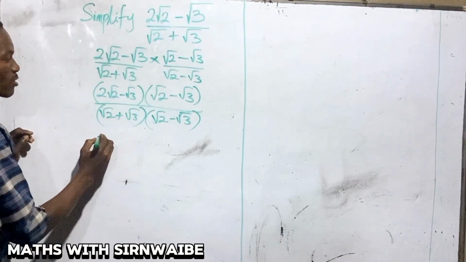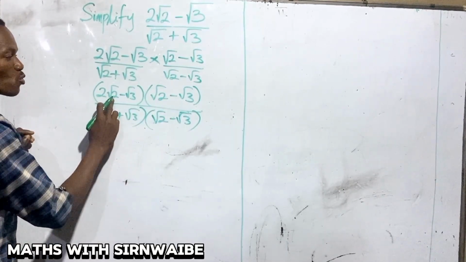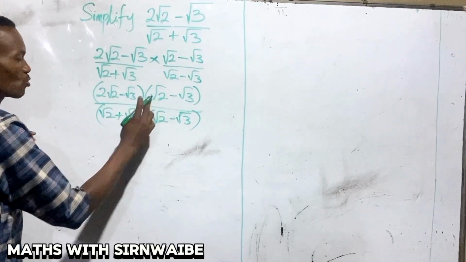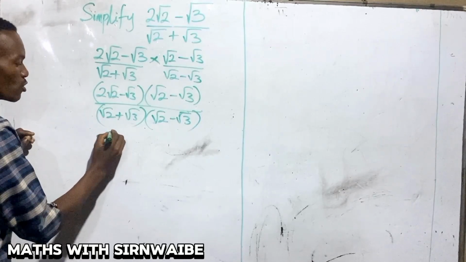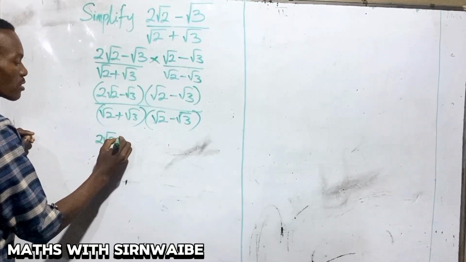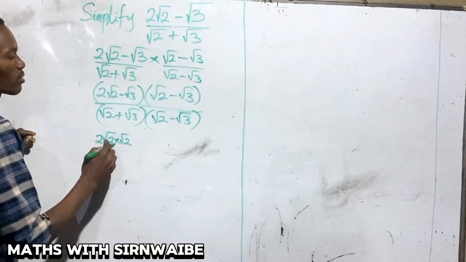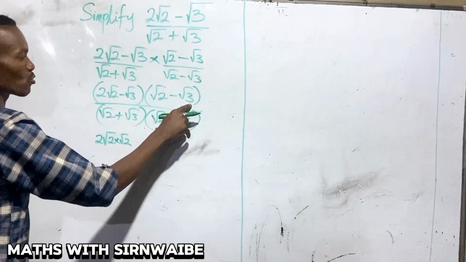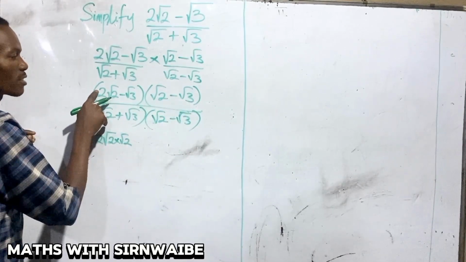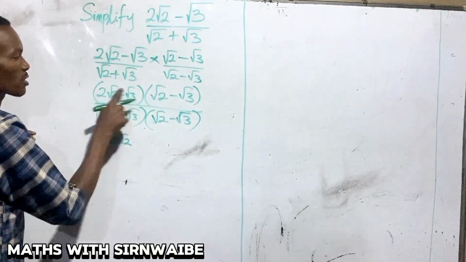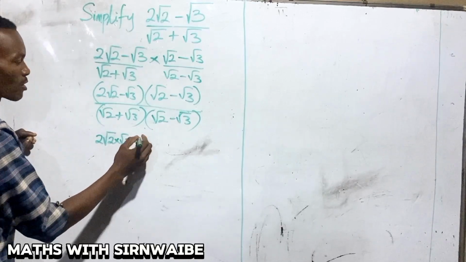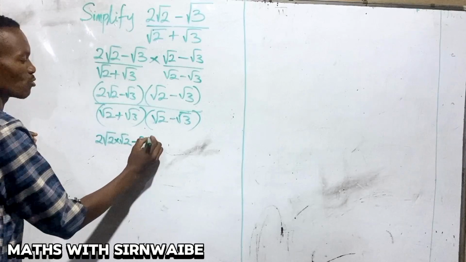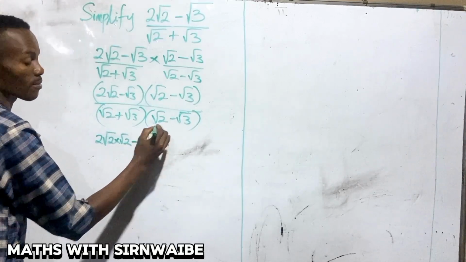The numerator now: 2√2 times √2 will give us 2 into √2 times √2. Then 2√2 times minus √3. We know that plus is here and this is minus, so plus times minus gives us minus. 2√2 times √3 gives us 2 times √2 times √3.